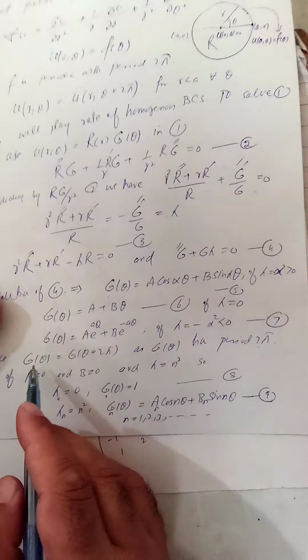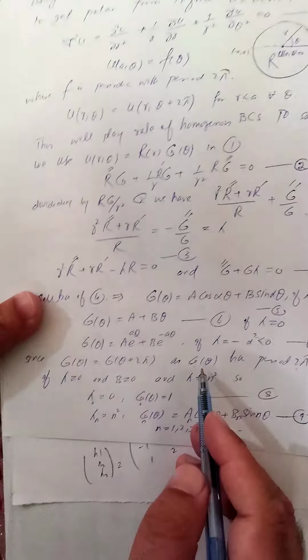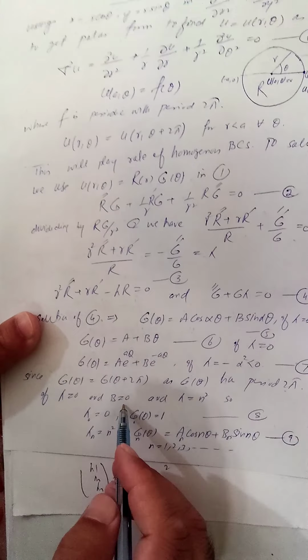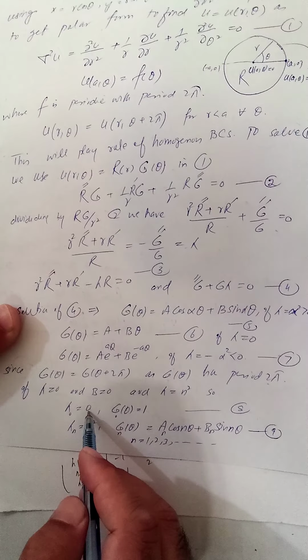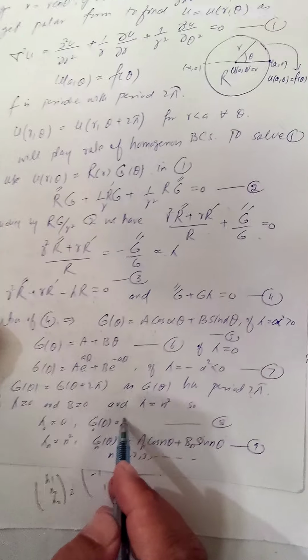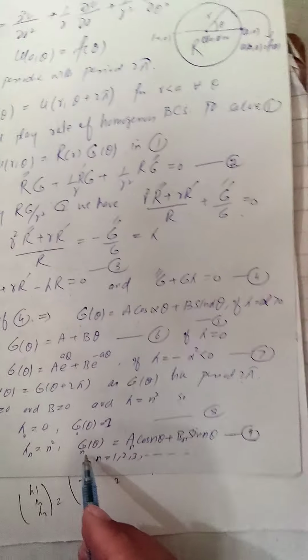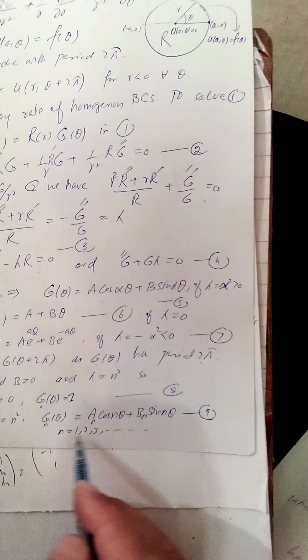Now we know that G of theta is equal to G of theta plus 2 pi, as G of theta has period 2 pi. So lambda naught is equal to 0. For lambda equal to 0, G naught of theta is equal to 1. And lambda n is equal to n square, G n of theta is a n cos n theta plus b n sin n theta, where n starts from 1, 2, 3 and so on.